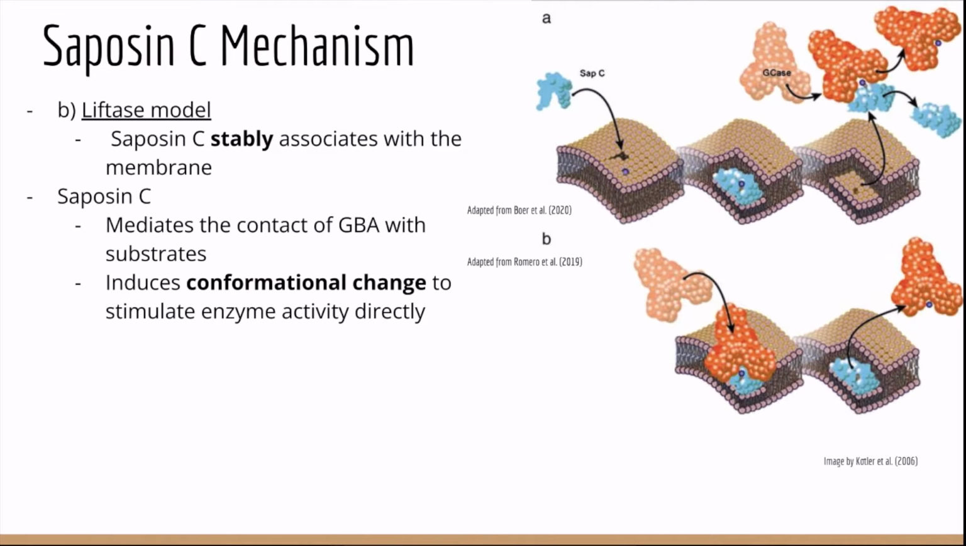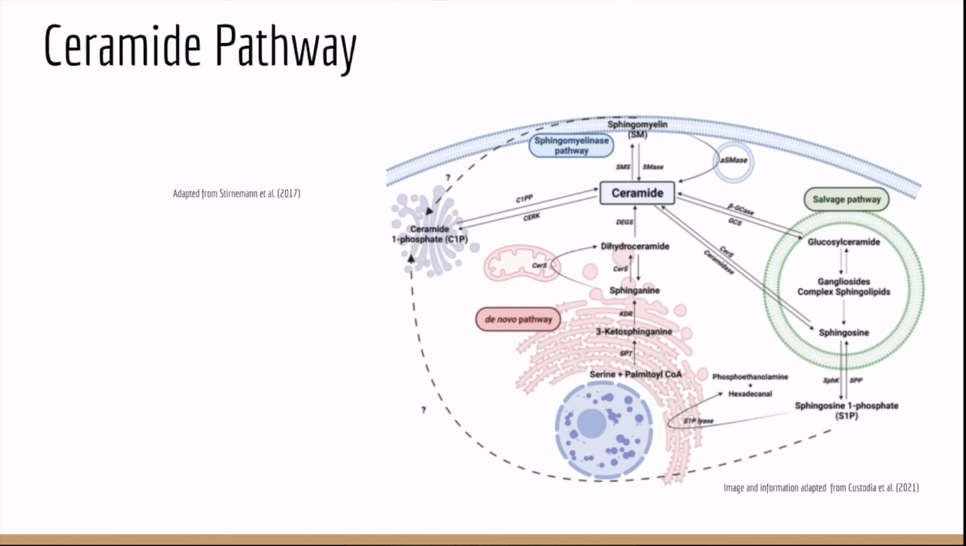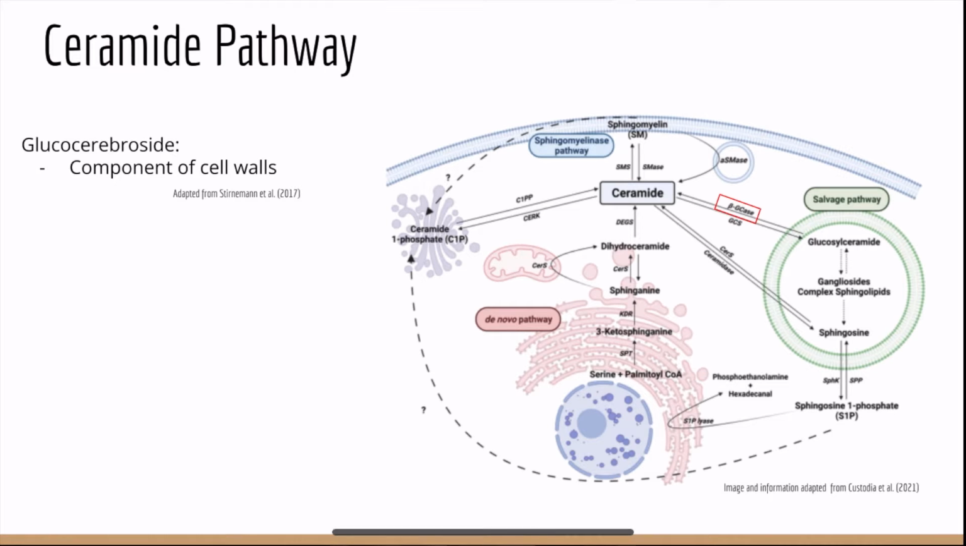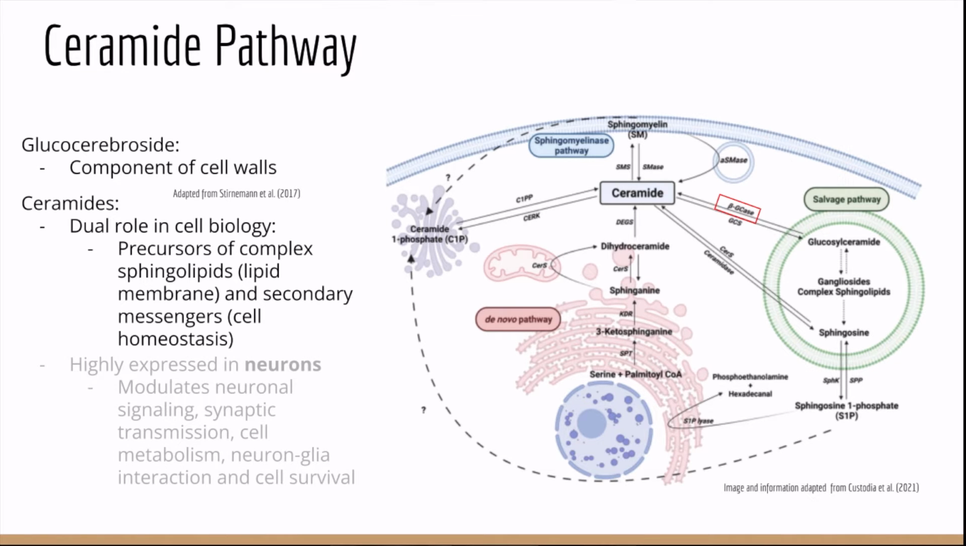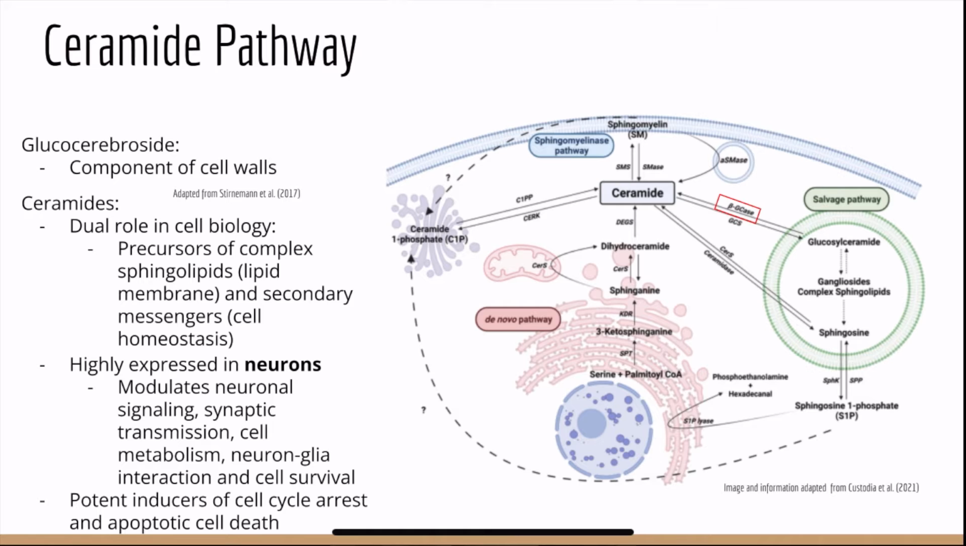stimulates its enzymatic activity. Glucocerebrosidase is a part of the ceramide pathway, where glucocerebrosidase breaks down glucocerebroside, a component of cell walls, into ceramides. Ceramides play an important role in cell biology as they are precursors of sphingolipids, which are involved in the lipid membrane, as well as act as secondary messengers. Ceramides also are highly expressed in neurons and do many jobs associated with those cells.